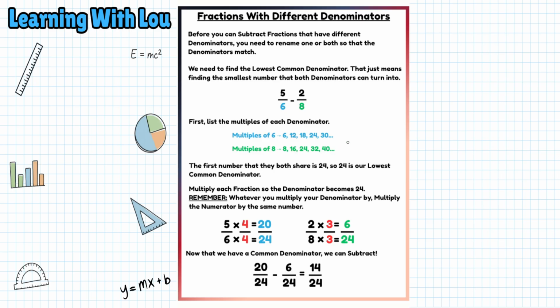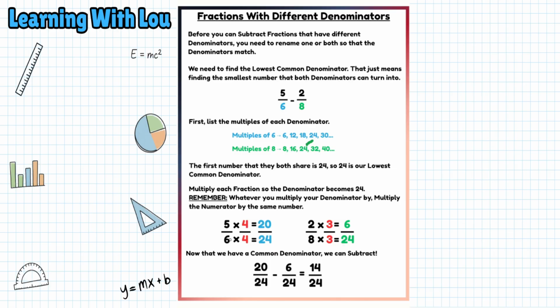Now that I've listed out some of my multiples, I want to see what's the first number that appears in both lists. It looks like the number 24 is going to be my lowest common denominator because it's the first number that both share as multiples. There's a 24 here for the 6 and a 24 here for the 8. That means now I have to multiply and find an equivalent fraction for each of these, 5/6 and 2/8, that has 24 as a denominator.